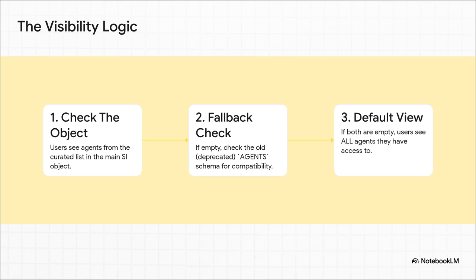If that list happens to be empty, it then falls back to an older method, just for backward compatibility. But if both of those are empty, then it defaults to showing users every single agent in the account that they have permission to see. And that's exactly why curating that central list is so important for maintaining control.